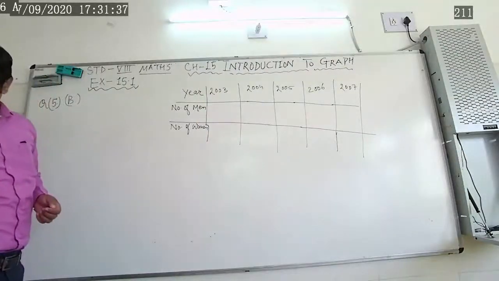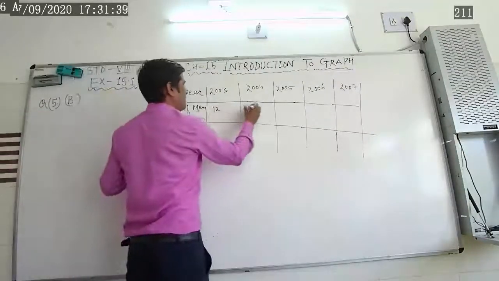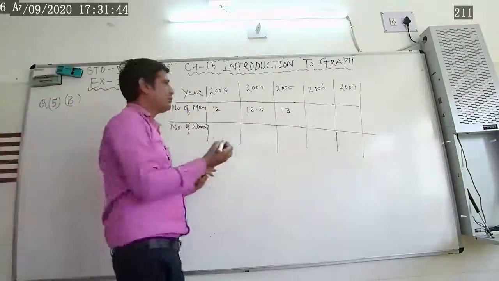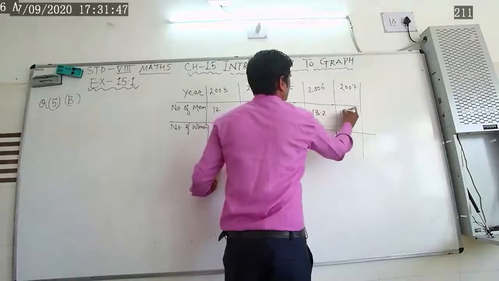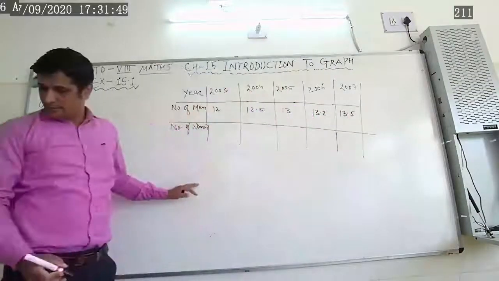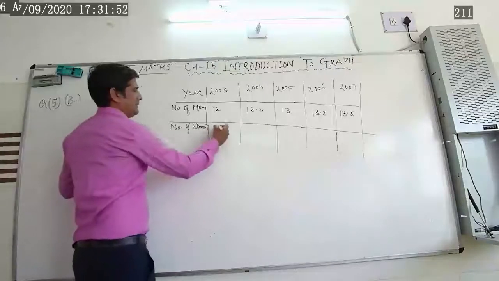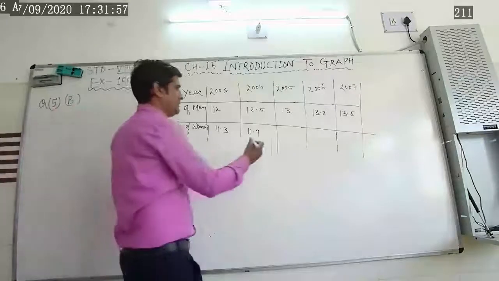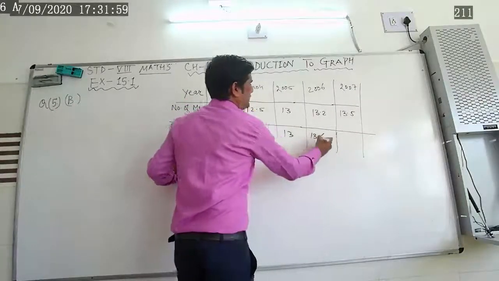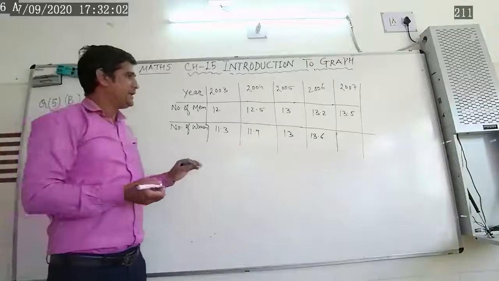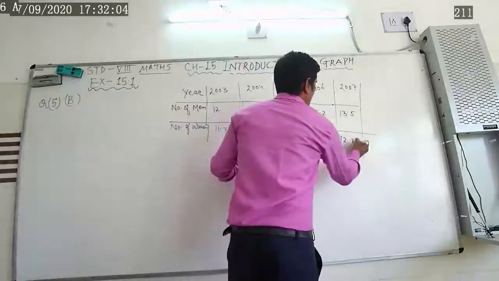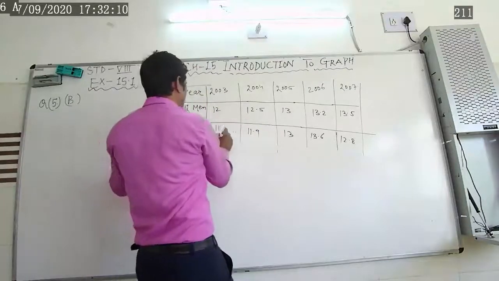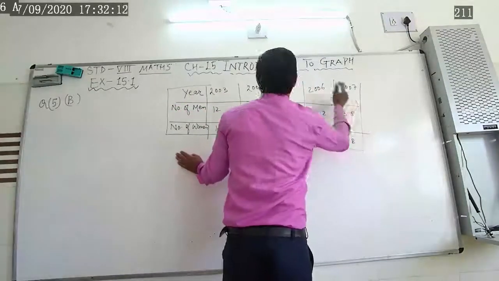Men values are 12, 12.5, 13, 13.2, 13.5. Women values are 11.3, 11.9, 13, 13.6 and 12.8. This is our data which is shown in the table, and let me plot this one by one.